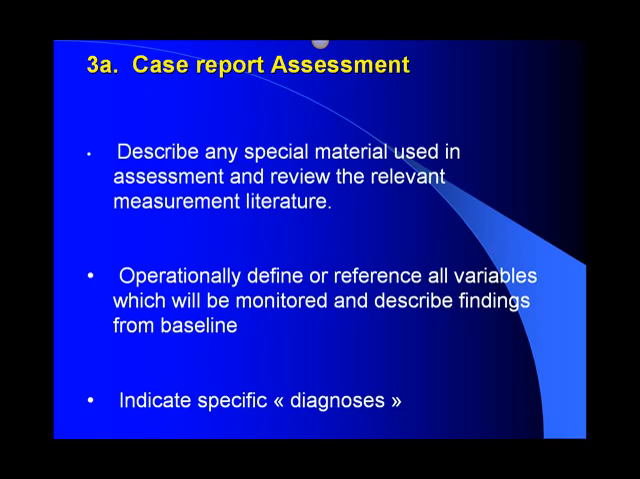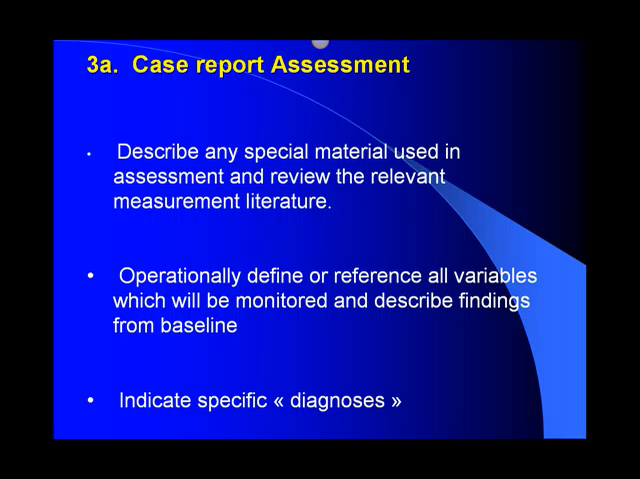You also want to operationally define or reference all variables which will be monitored, as well as describe the findings from baseline. So for example, if you're going to report on the reduction of subluxation in a patient undergoing NSA, you may want to define what subluxation means to you and how you assess for those. You want to report, for example, on adverse mechanical cord tension, so you have to talk about it, define how you evaluate it, and link it to the relevant literature search that you've done.